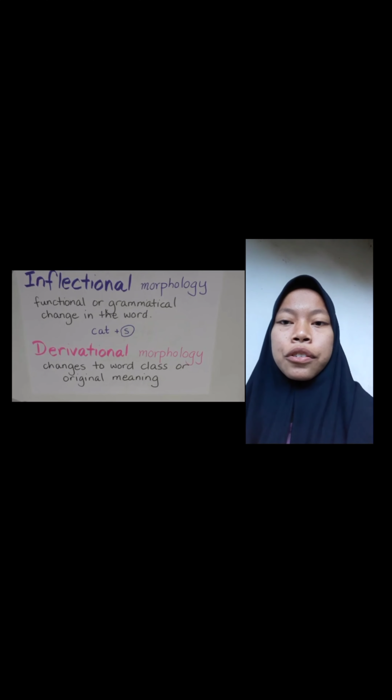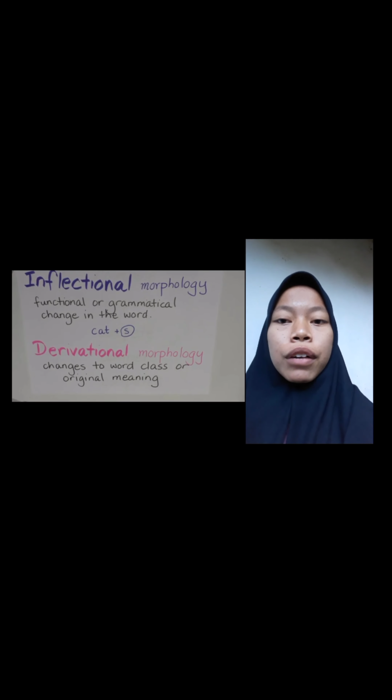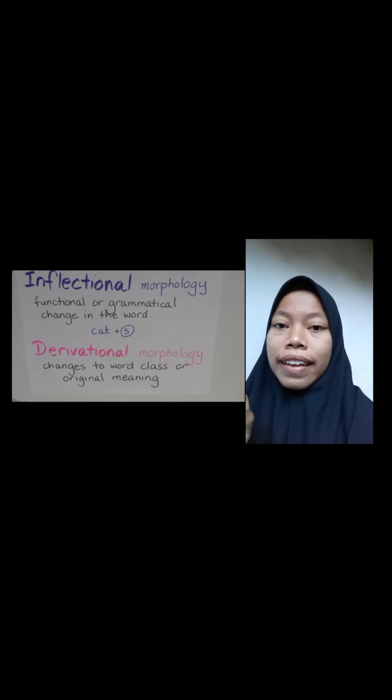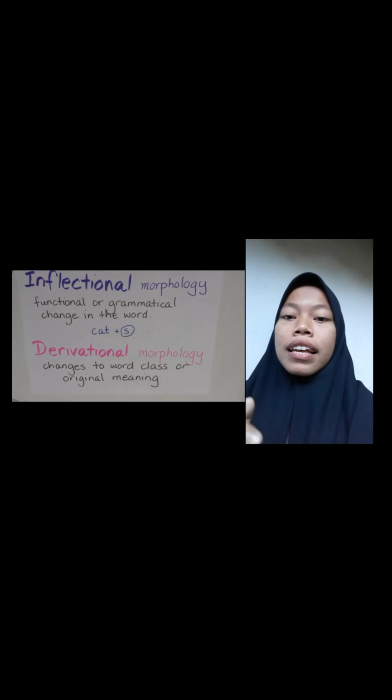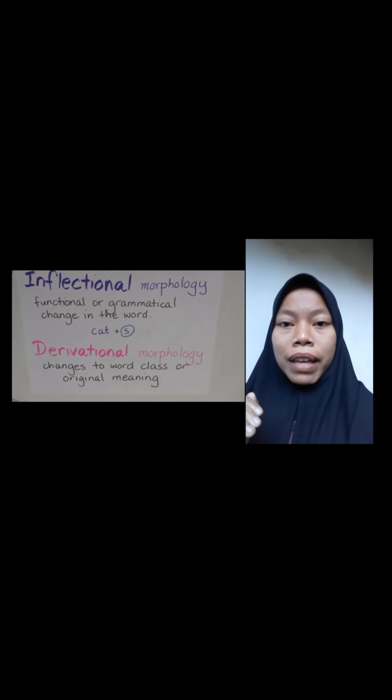Bound morpheme has two kinds. The first is inflectional morpheme. Inflectional morpheme is a functional or grammatical change in the word. Example: cat is the free morpheme, and if it adds s, it shows plural, so it is grammatical and does not change the word class. And the second kind of bound morpheme is derivational morpheme. Derivational morpheme changes the word class or the original meaning.